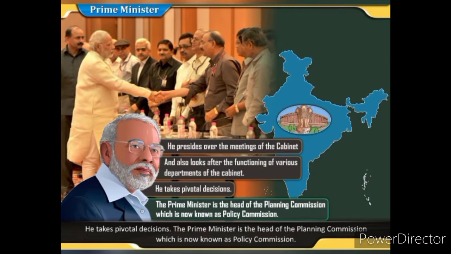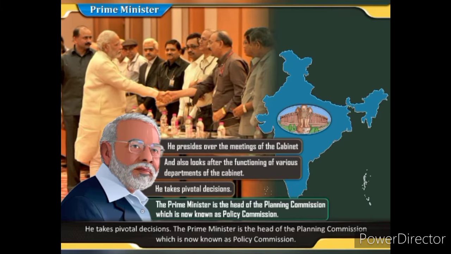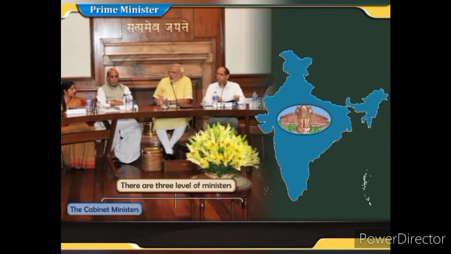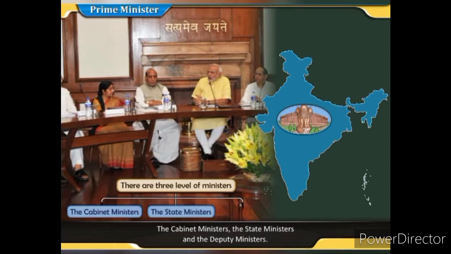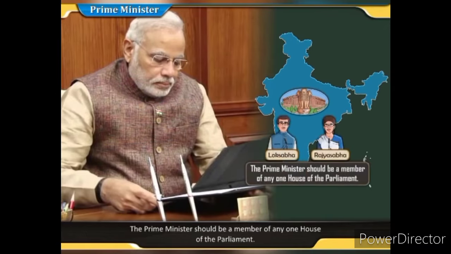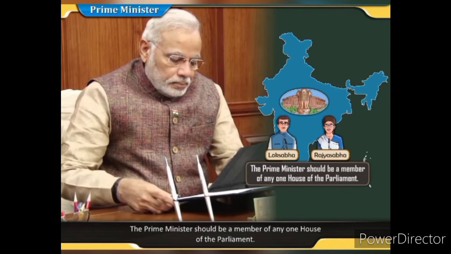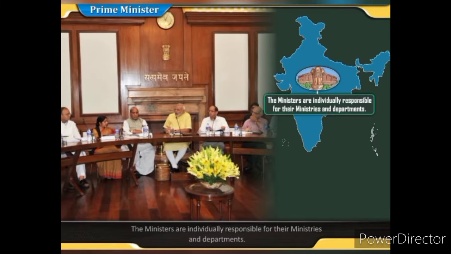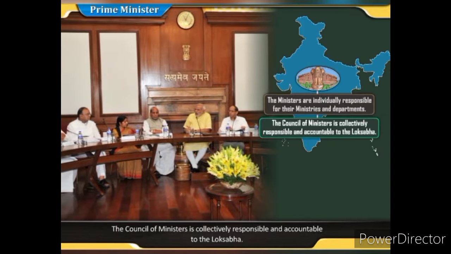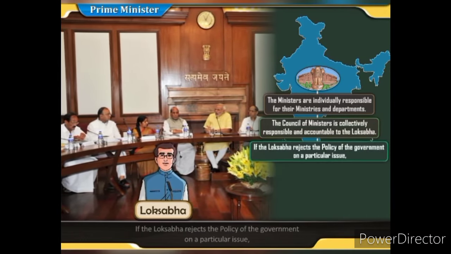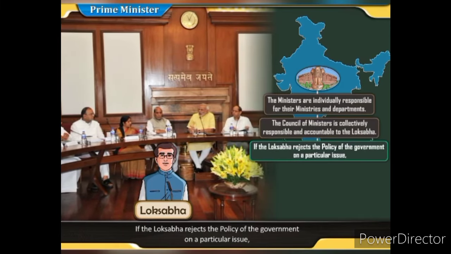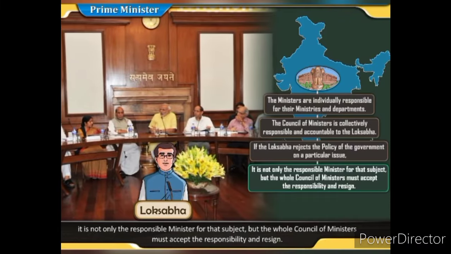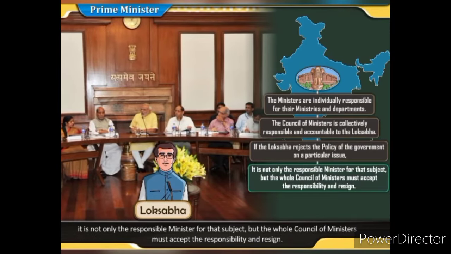The Prime Minister is the head of the Planning Commission, which is now known as the Policy Commission. There are 3 levels of ministers under the Prime Minister: the Cabinet Ministers, the State Ministers, and the Deputy Ministers. The Prime Minister should be a member of any one house of the Parliament. The ministers are individually responsible for their ministries and departments. The Council of Ministers is collectively responsible and accountable to the Lok Sabha. If the Lok Sabha rejects the policy of the government on a particular issue, it is not only the responsible minister for that subject, but the whole Council of Ministers that must accept the responsibility and resign.